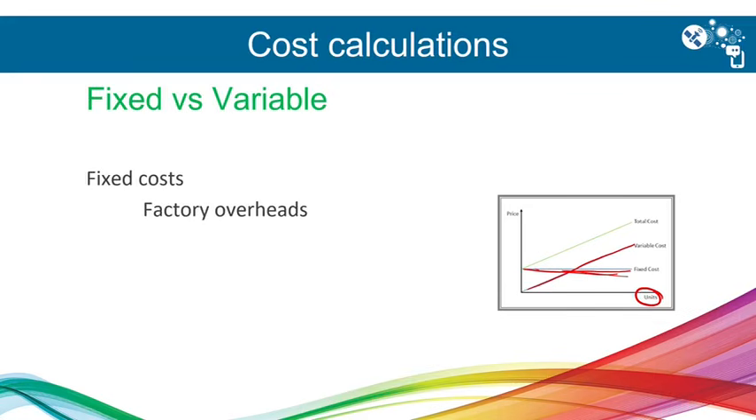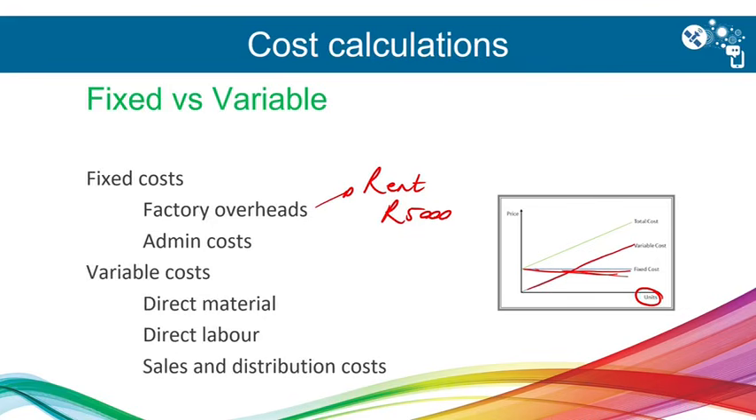Our fixed cost will be factory overheads and the admin cost. If you think about the rent, if the rent is 5,000 Rand per month, I have to pay the 5,000 Rand irrespective of how much I produced in the factory. That is the rent. Variable cost is direct material, direct labor, and sales and distribution cost. If I pay my sales people commission on the sales, obviously the more sales, the more the commission. Or the more sales, the more distribution, the more the fuel cost. So that will be variable cost.